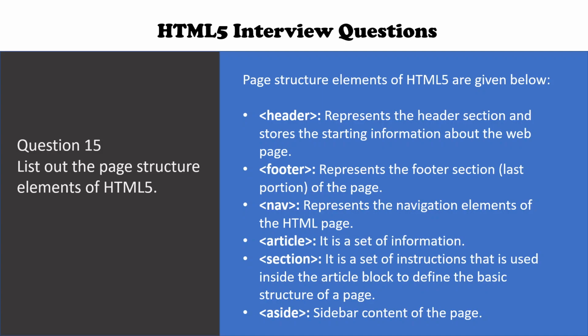Next is article tag. It is a set of information. Another is section tag. It is a set of instructions that is used inside the article block to define the basic structure of a page. Aside tag. This is the sidebar content of the page.